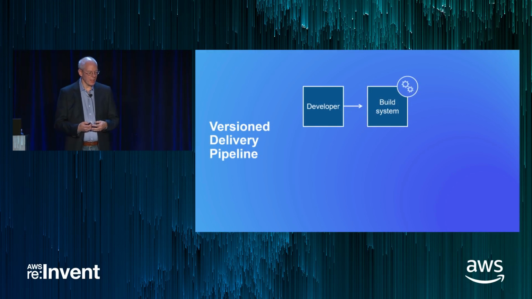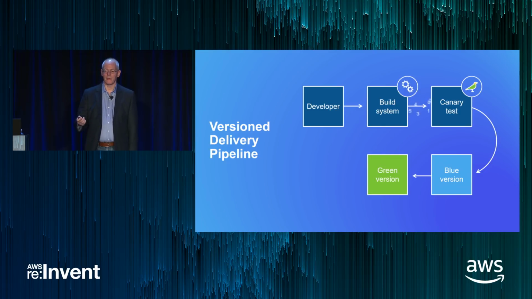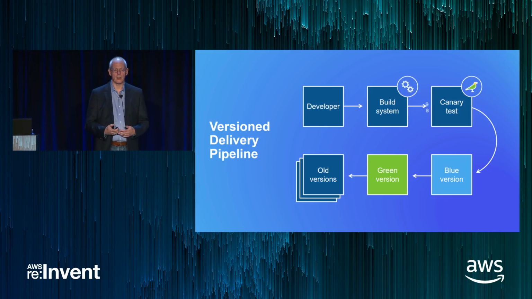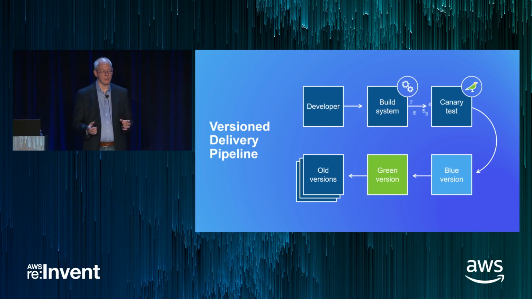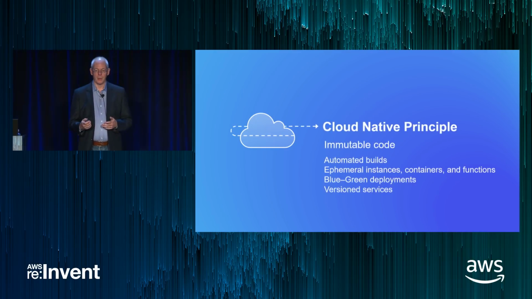Okay, delivery pipeline. Developers building software, you really want to automatically run this through a CI pipeline, build the system, put it into canary testing. The canary should reject some of your things as saying, no, this doesn't really work. And then that passes on into a versioned delivery model. So you want to have blue-green versions, maybe a few old versions lying around, and have the automation to automatically sequence between this. So this is kind of the cloud-native version of the delivery pipeline. And what we're doing here is we're building immutable code. We're doing automated builds. We're generating ephemeral instances, containers, and functions. So the blue-green deployments, and then the services themselves and the routing between them should be versioned.